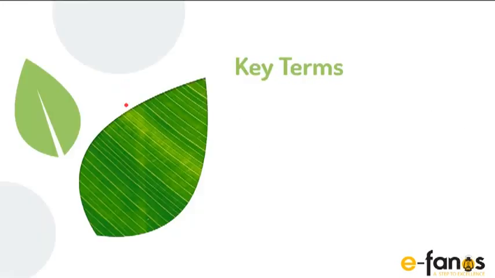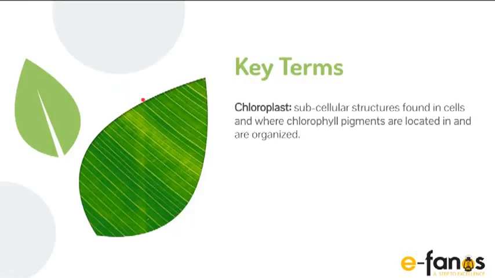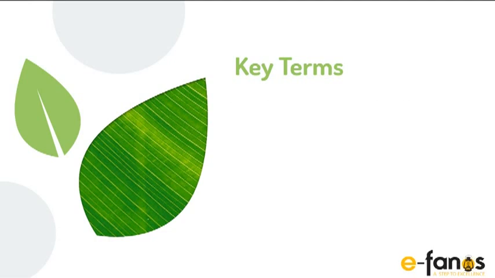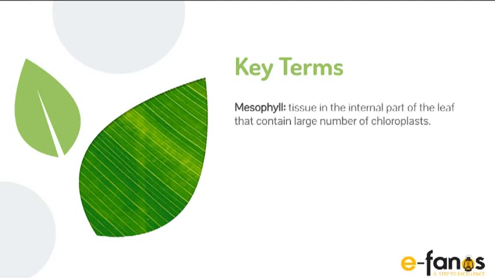Okay, it's time for a few key terms. The first one is chloroplast. These are subcellular structures that are found in cells and where the chlorophyll pigments are located and organized. There's also the chlorophyll, which is the green pigment responsible for the absorption of the light that goes into the plants to provide energy for photosynthesis. A couple more. Mesophyll, this is the tissue in the internal part of the leaf that contains a large number of chloroplasts.